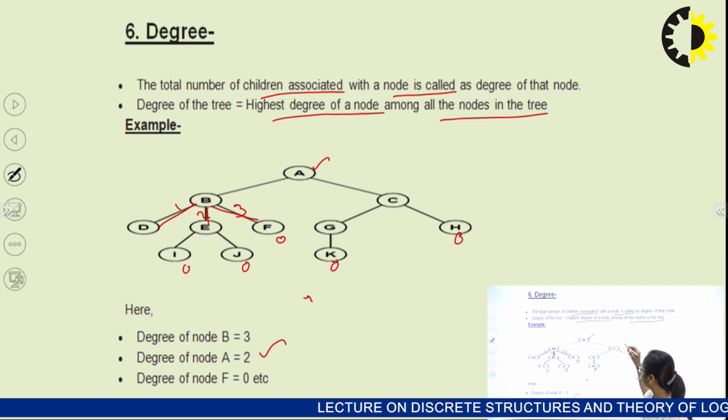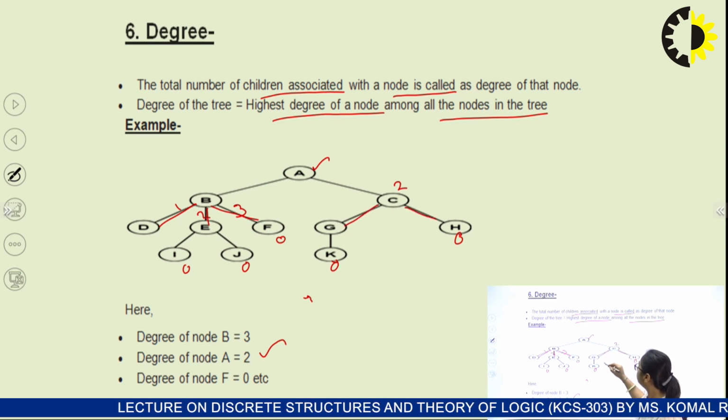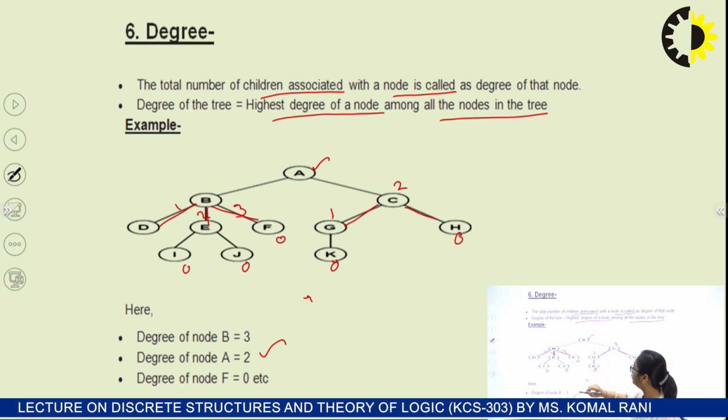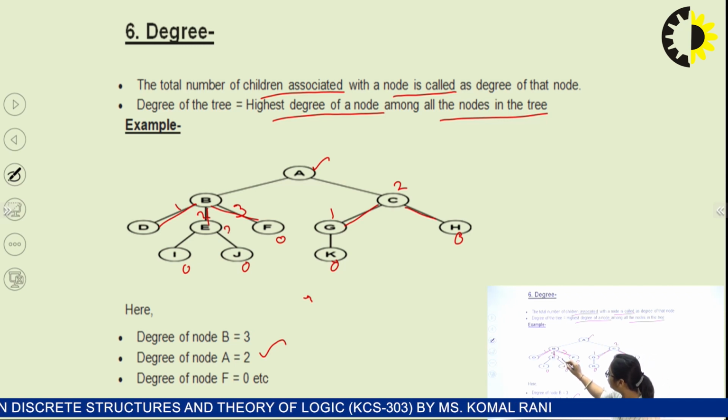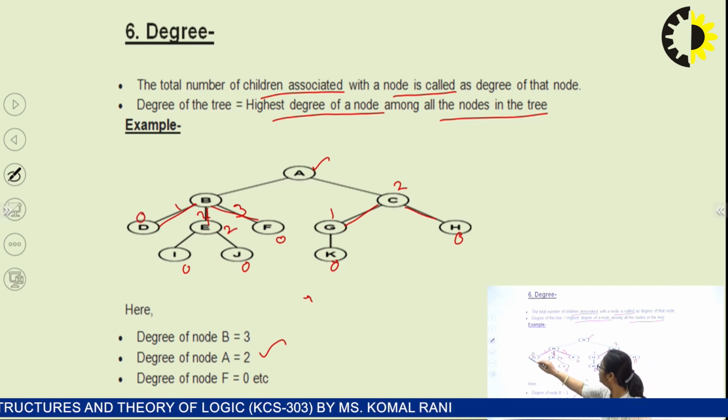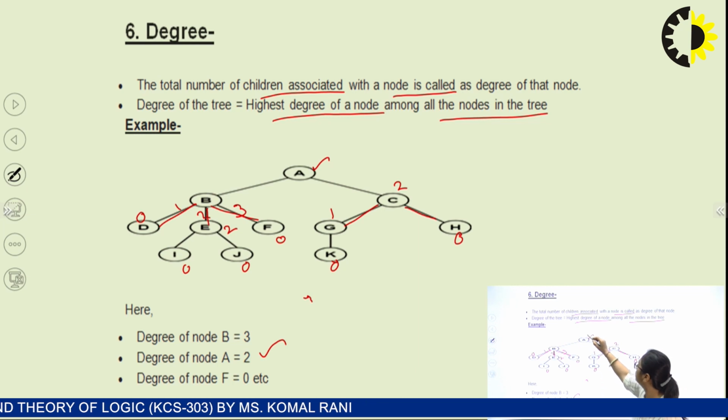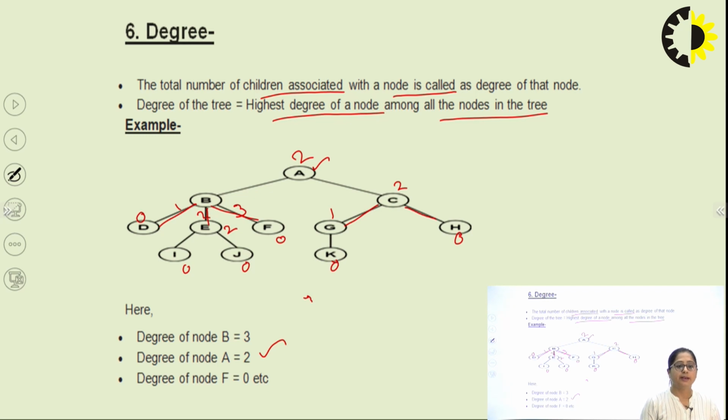What is the degree of C? Degree of C is equal to 2, because two edges are there. And here the degree is equal to 1, here the degree is equal to 2, and here the degree is equal to 0. This is the way to find the degree of any node. The number of edges associated with the node is known as the degree of the node.